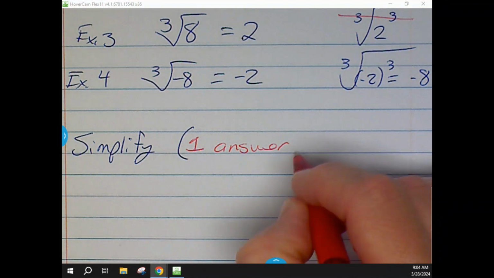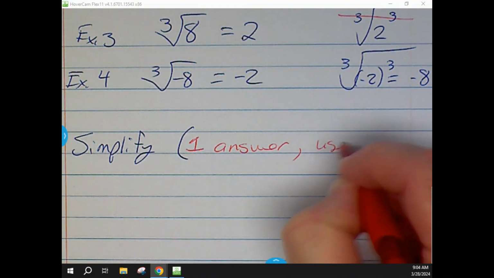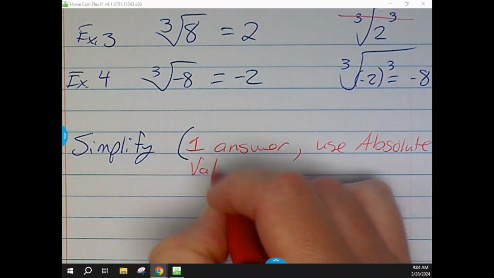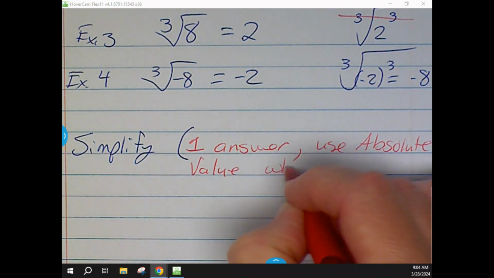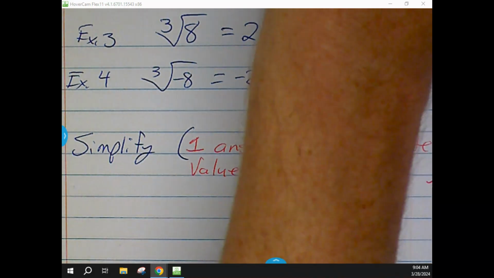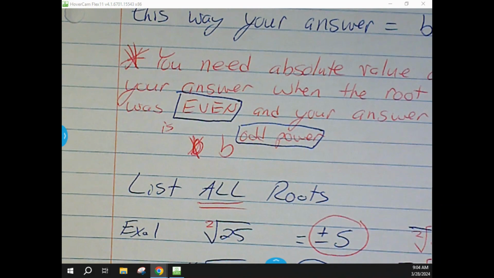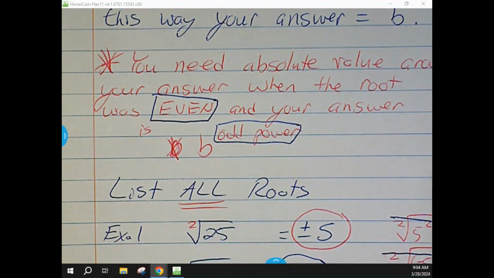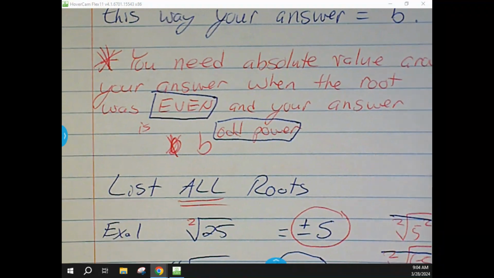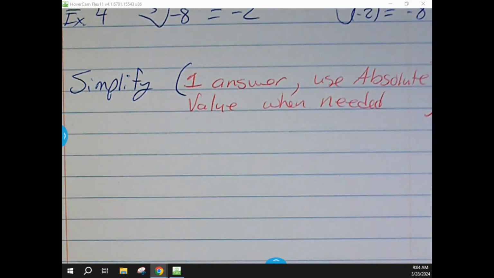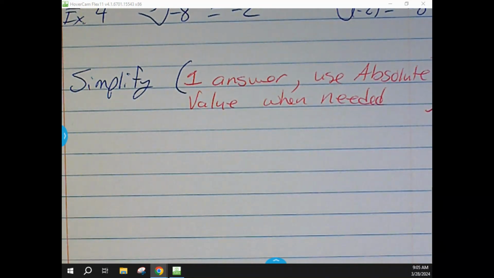Now, when it says simplify, it's going to say use absolute value when needed. And that's going back to this thing back here. So if we start with an even root and we have an odd power answer, then we've got to put absolute values around those answers as we go through that. Okay, so simplify again. Now we're just looking for one answer, and we're going to use absolute value if we need it.